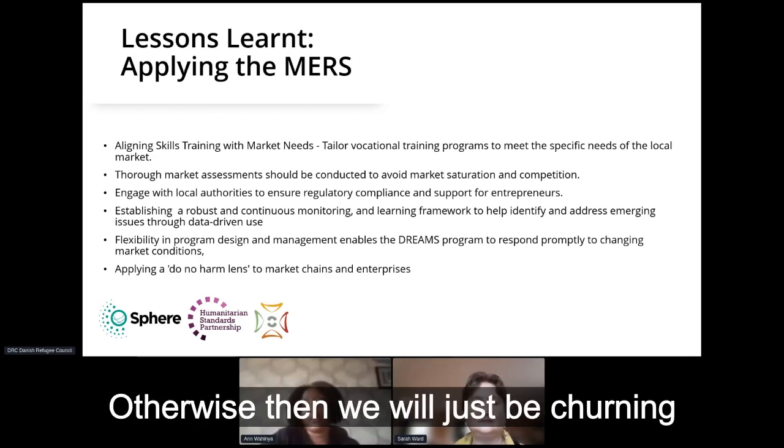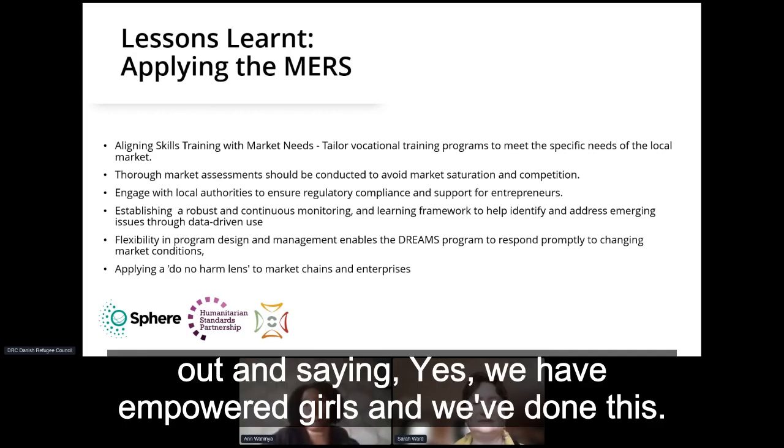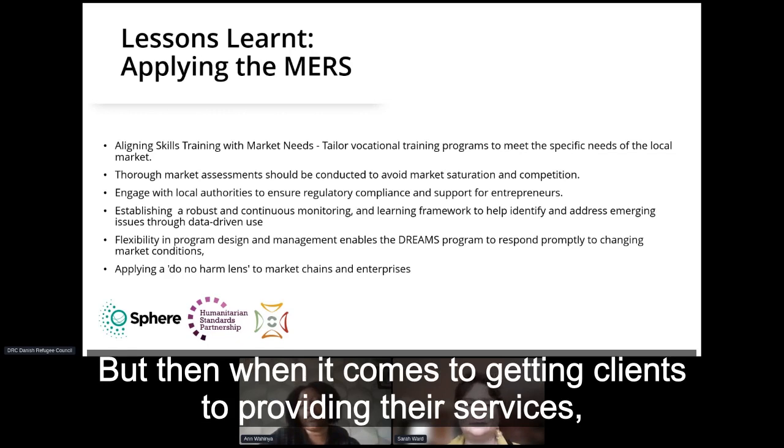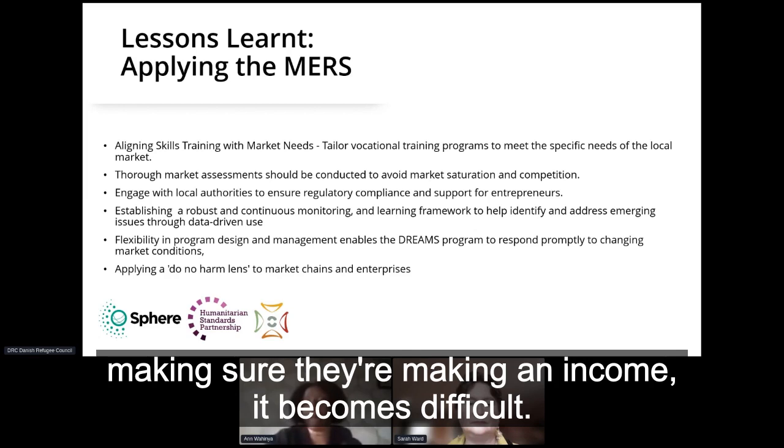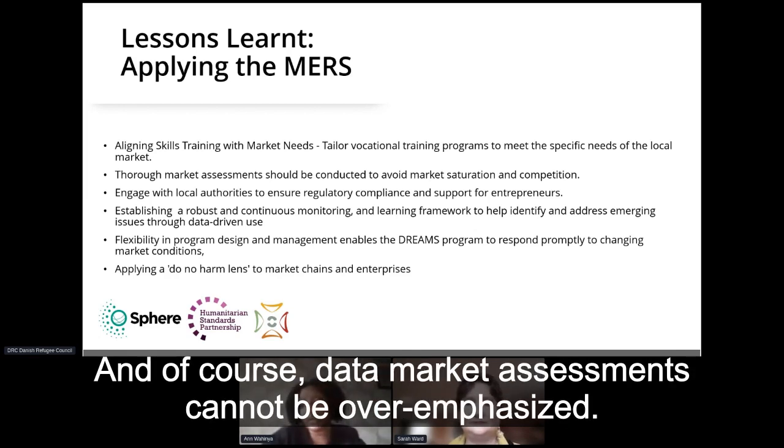Otherwise, we will just be churning out and saying, yes, we have empowered girls and we've done this. But then when it comes to getting clients, providing their services, and making sure they're making an income, it becomes difficult.